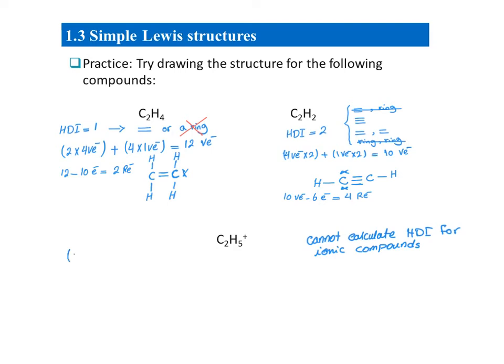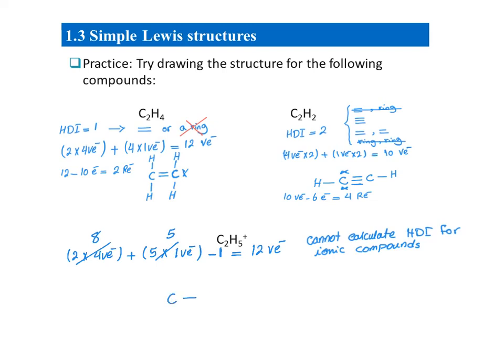I have 2 carbons. Each carbon has 4 valence electrons and 5 hydrogens. Each has 1 valence electron. And I have a plus charge, meaning that I need to remove 1 electron. So that gives me 8. This is 5. So overall I would have 12 valence electrons. Now I need to do bond connectivity.